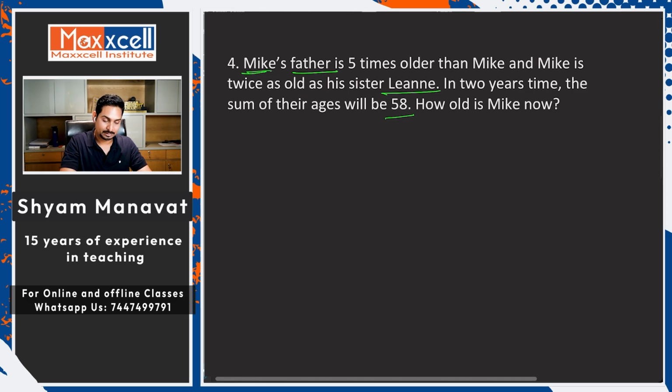Mike's father is 5 times older than Mike. Father is 5 times older than Mike. 5 times, multiply by 5. If I assume Mike's present age to be M, Mike's father's present age is F, and Leanne, his sister, let's consider her present age to be L. चलेगा ये? लिखने की जरूरत तो नहीं है, समझ में आ जाएगा अल्फाबेट्स कौन से वेरिएबल किस चीज के लिए यूज किए. Okay. So the question said father is equal to 5 times, multiply करो 5 से किसको? Mike को. This is your first condition.